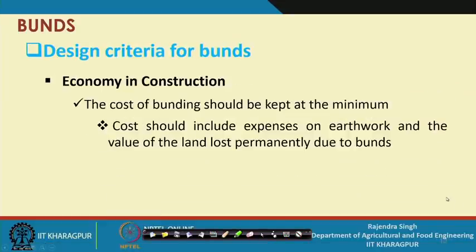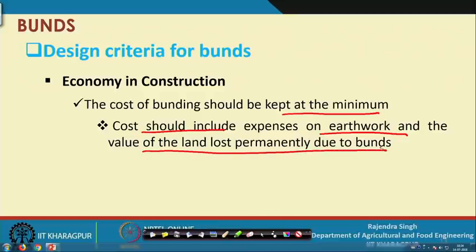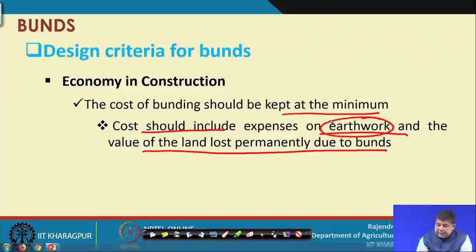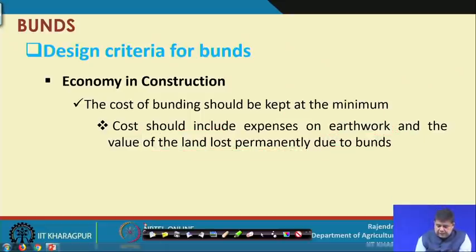Then economy in construction, which is obvious, is that the cost of bunding should be kept at a minimum. This is not only true for bunding, but for any measures, the cost is always a major criterion. And the important thing here is that cost should include expenses on earthwork and the value of land lost permanently due to bunds. So, not only the cost involved in earthwork for constructing the bunds should be taken into account, but also the land lost permanently due to the bund, which is a cost component that should be taken into account while calculating the total cost of any kind of bunding structures.